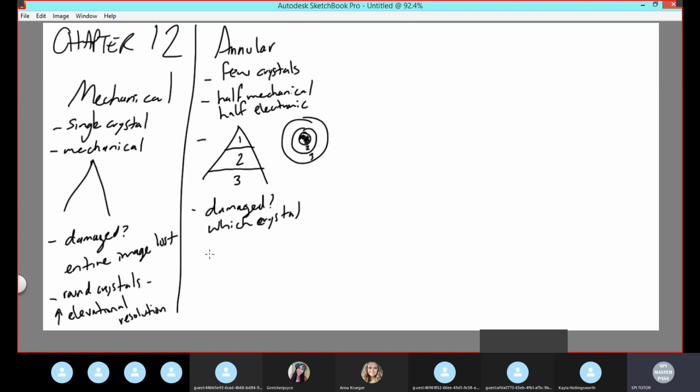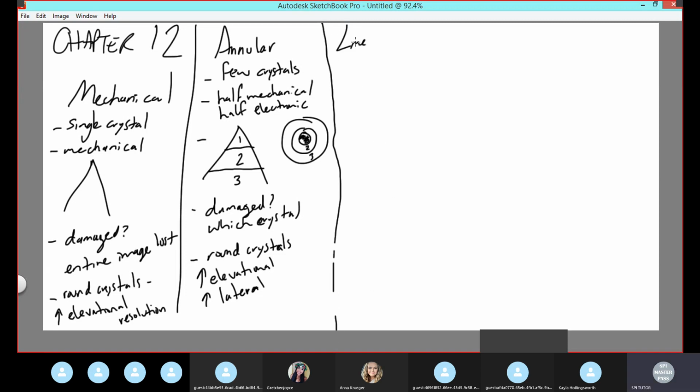All right. Are there any advantages to annular? Well, they're also round crystals. And round crystals, again, have that advantage that they increase your elevational resolution. But this one, annular, also increases your lateral resolution. Okay, and on Monday, you'll know why.